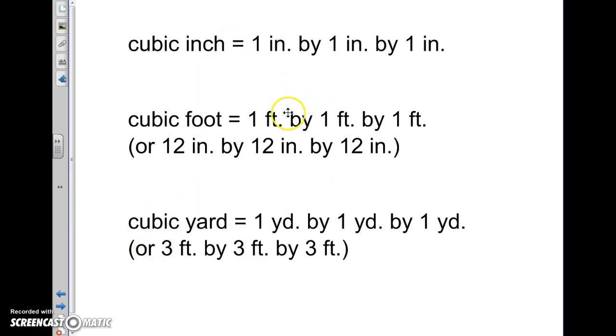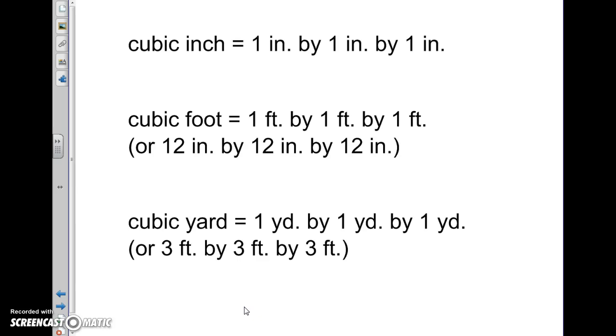Finally, and it's in all different kinds of measurements. We can find cubic of that measurement, right? But just for today, we're just going to look at inches, feet, and yards. 1 yard, if you put your hands a yard apart, 3 feet apart, so whatever you had for 1 foot, you're going to triple that, right?